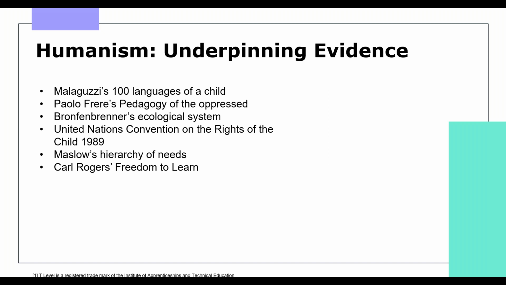So, we've explored approaches. Now let's discuss the evidence which supports these approaches in practice. You can see the underpinning evidence on the screen: Malaguzzi's 100 Languages of a Child, Paulo Freire's Pedagogy of the Oppressed, Bronfenbrenner's Ecological System, the United Nations Convention on the Rights of the Child, Maslow's Hierarchy of Needs, and Carl Rogers' Freedom to Learn.